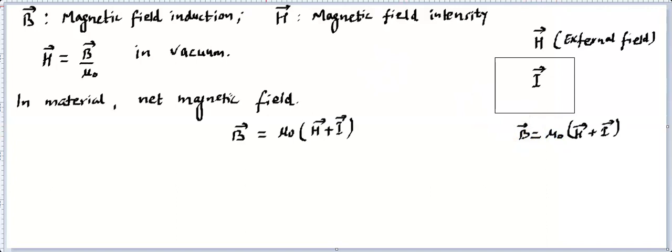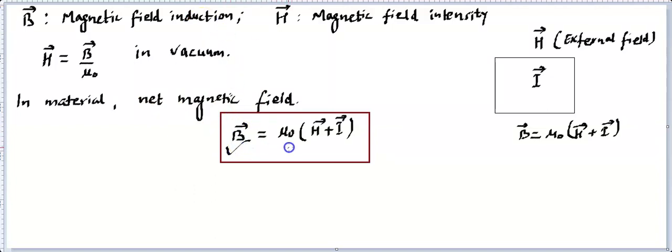Making sense? So the net magnetic field within the material becomes B vector is equal to mu naught H plus I, and I is coming because of magnetization. H is the field that we apply, and B is this total magnetic field that is there. If we want to remove this confusion, we can say this is, let's say, B naught. So B naught is the field that we are applying.